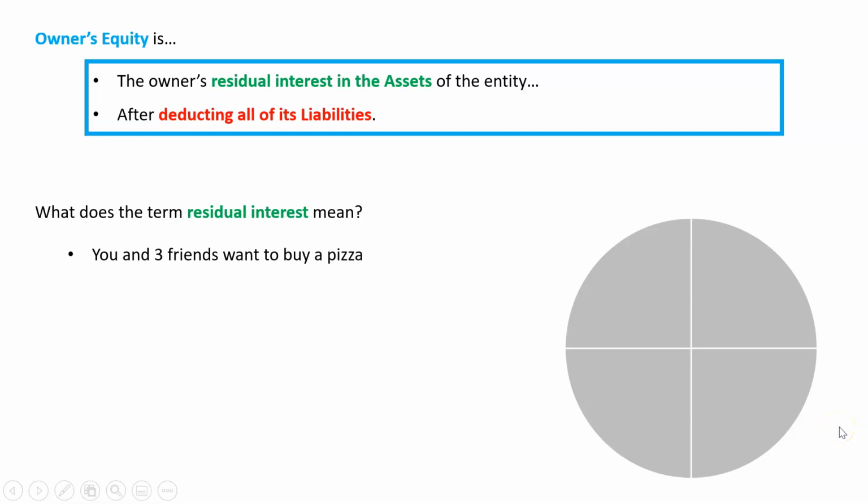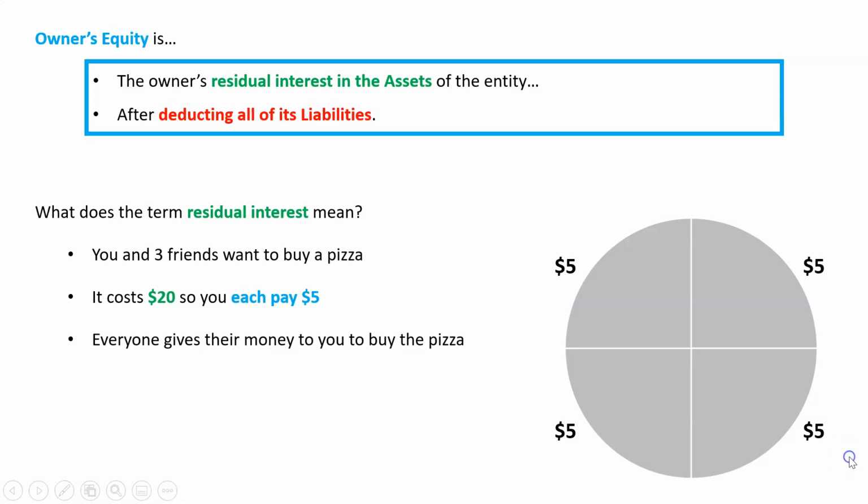You and three friends want to buy a pizza, so you're going to go quarters in it. Assume you're going to share it equally. The pizza's going to cost $20, so you each put in $5. The friends give you the money, so you've got the full $20. You have to run and buy the pizza. You do it, you come back, and then you're going to serve each person their slice.